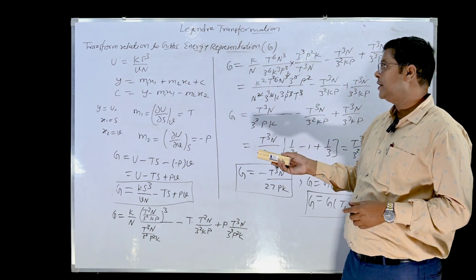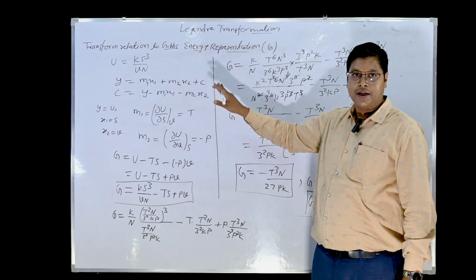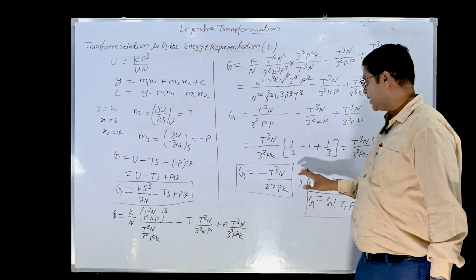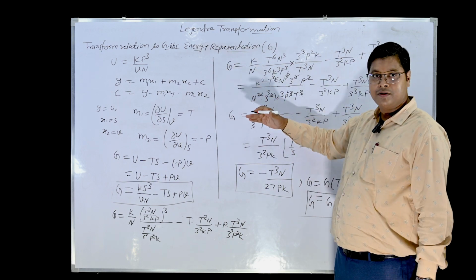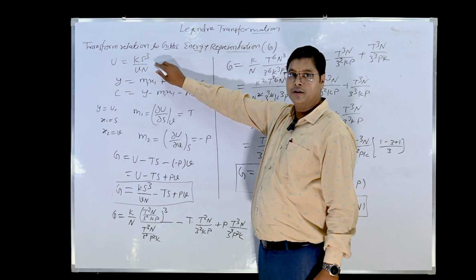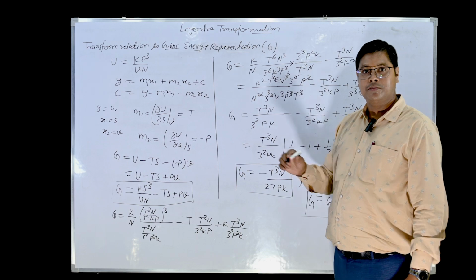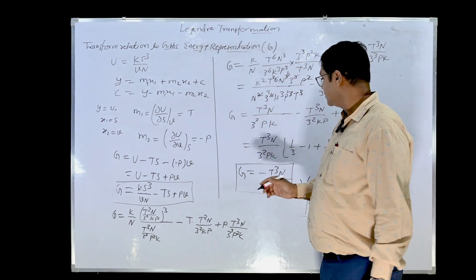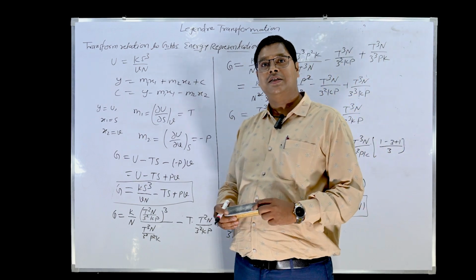So far we have seen that we are going in the forward direction and arriving at a new relation. If we transform this, when we reverse this or take the inverse of this, this relation should come back here. So that we will see in the next class. Okay, so thanks for watching till now. Next class we will see the inverse Legendre transformation.